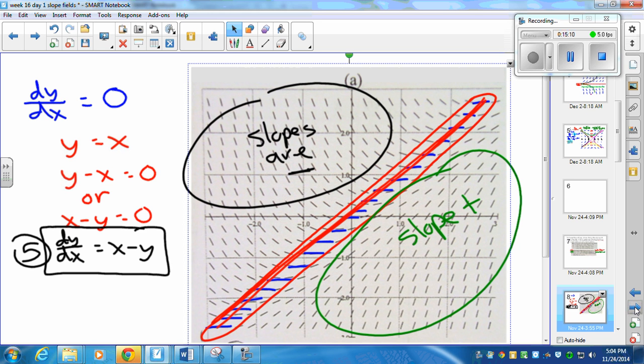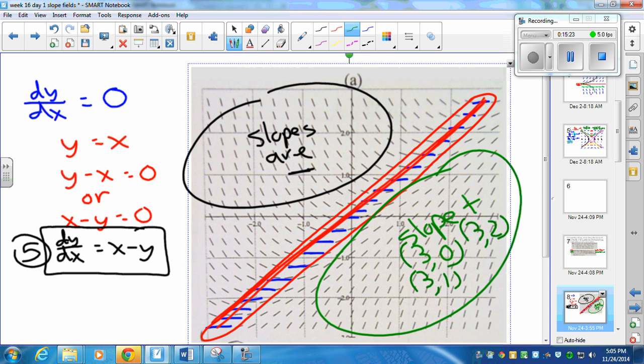In the green world, who's bigger always? Give me a point, any point that you want in this green world. Let's say 3, 0, or 3, 1, or 3, 2. Who's bigger? X is bigger. And if x is bigger, when I do x minus y, x is the bigger number, y is the smaller number, so x minus y equals a positive.